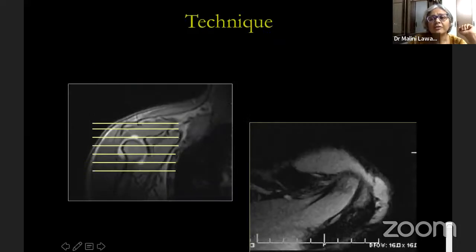Also, when we look at the MR, we first obtain axial images, which go from above the AC joint to below the shoulder joint. And then on these images, we identify the supraspinatus tendon, which we can see here. So this is the supraspinatus muscle and this is the supraspinatus tendon. And that is along which your oblique coronal and oblique sagittal images need to be planned.